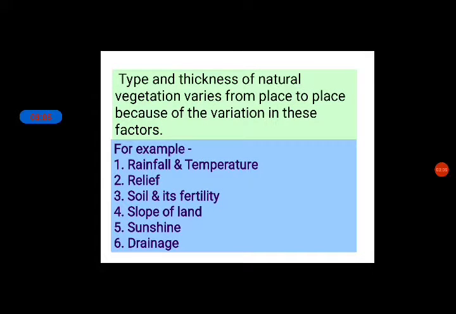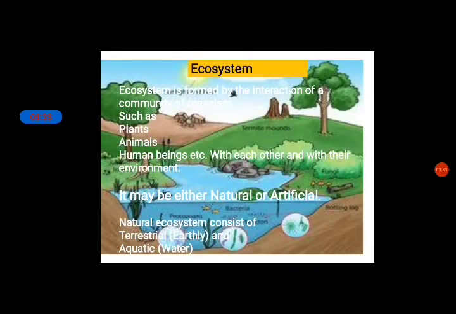Students, can you tell me why these natural vegetations vary from place to place? Students, because of a few factors. For example, rainfall and temperature. Next, relief, soil and its fertility, slope of land, sunshine and drainage system. Students, these are all related to the ecosystem.